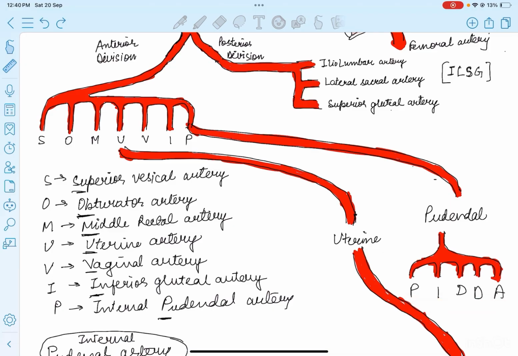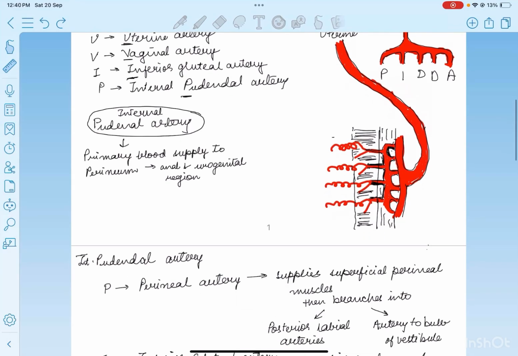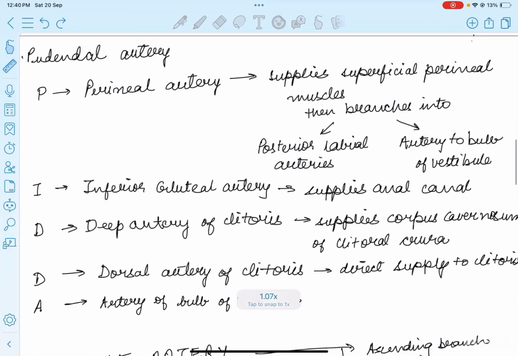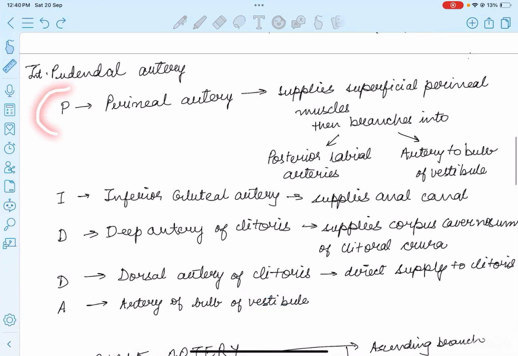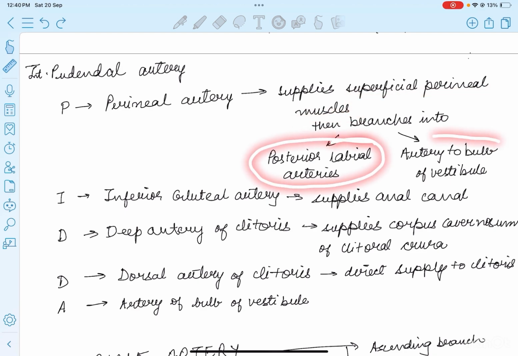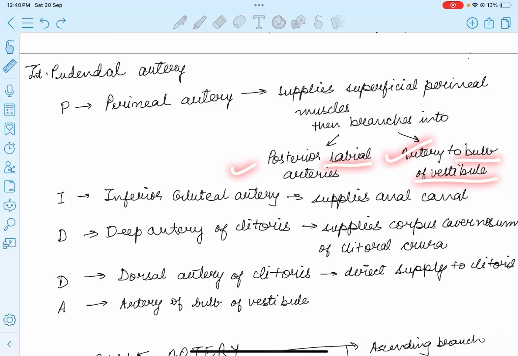So let's see what PIDDA stands for. Internal pudendal artery. The P stands for perineal artery. Perineal artery supplies the superficial perineal muscles. Okay, and then it branches into posterior labial artery and an artery to the bulb of vestibule. Posterior labial artery will supply the labia, and the artery to the bulb of vestibule will supply the bulb of vestibule.